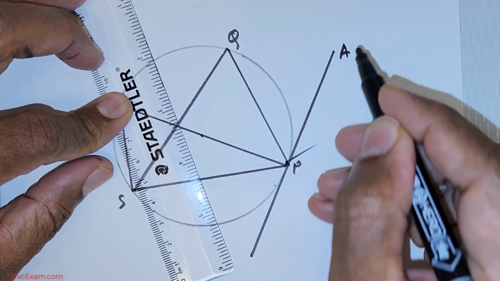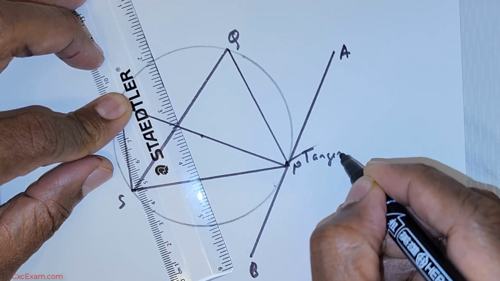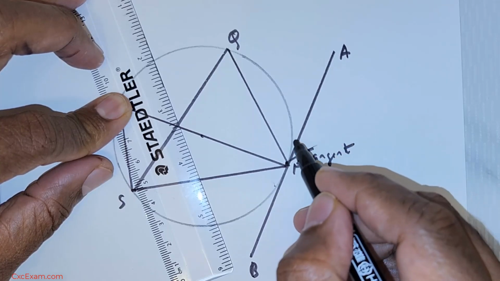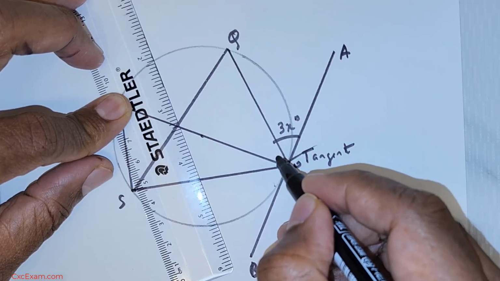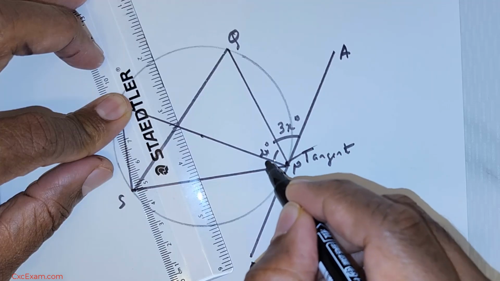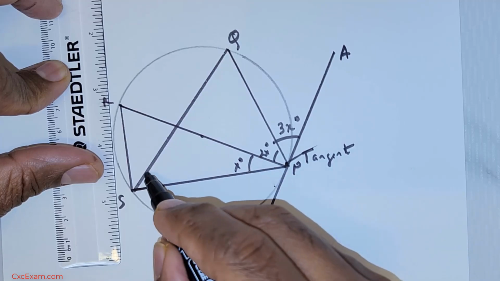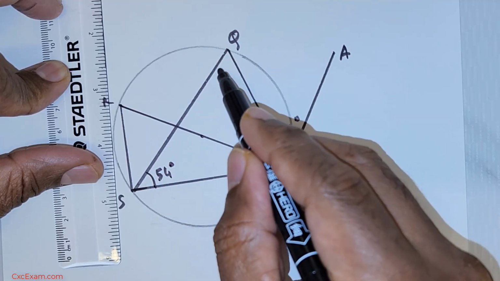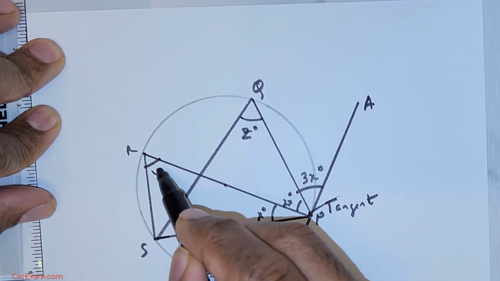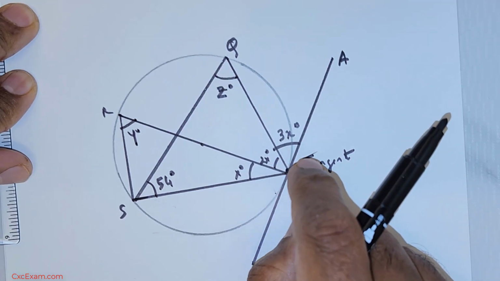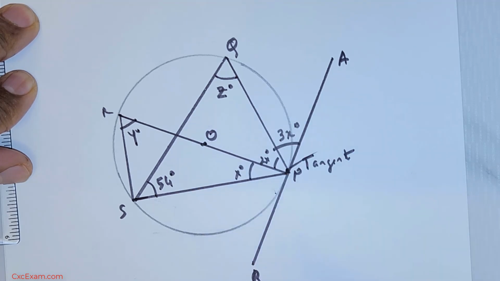Now this is A, this is B, this is our tangent, and this angle is 3x degrees. This angle is 2x degrees. This angle is x degrees. This angle is 54 degrees. This angle is z degrees. This angle is y degrees. We will have to get all these x, y, z, right? And this point is O.